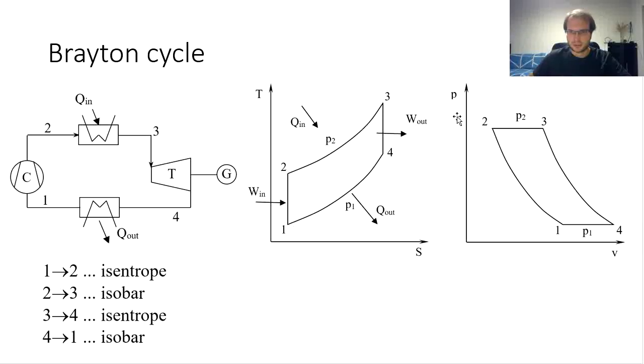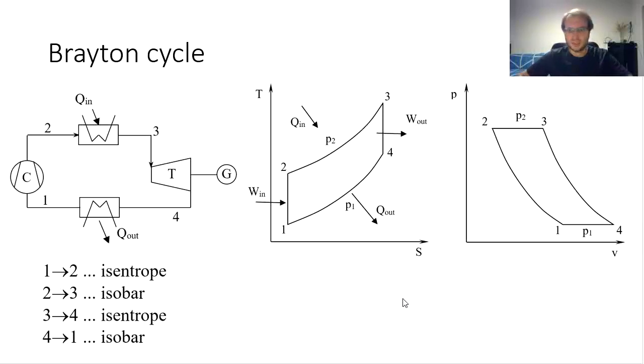Similarly, we can also draw the diagrams in the PV coordinates, pressure and unit volume, where the isentropes or reversible adiabatic changes are these curves, 1 to 2 and then 3 to 4. And then we have two isobaric changes here at P2 for heat addition and at P1 for heat rejection.